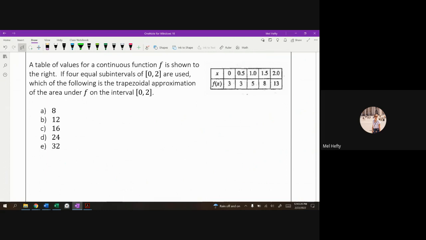We've got a table. It's f of x. It's a continuous function. Cool. One of the most important words in this question, 4. We want 4 equal subintervals. So whether you draw a graph, one thing I like to do, and I think I did this last time, is kind of block out where my trapezoids would be. So you'll usually see me kind of do those subinterval lines there. We're looking for a trapezoidal approximation.